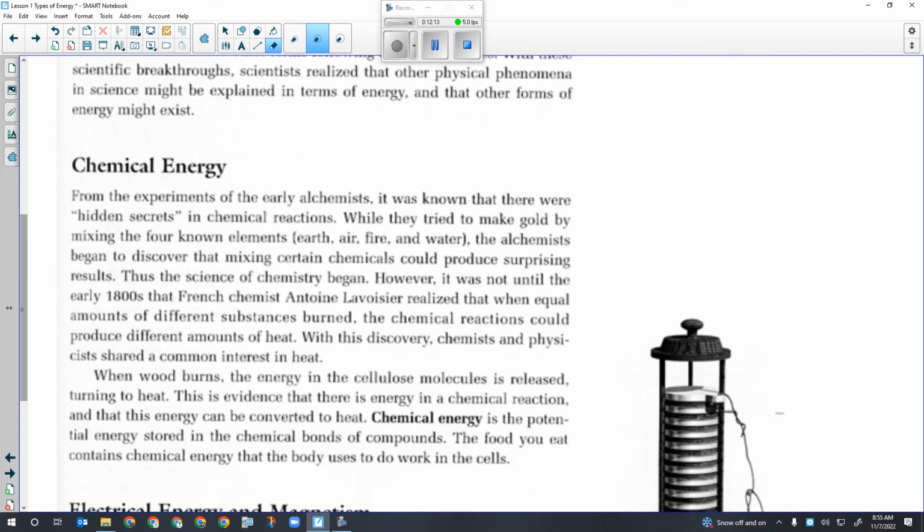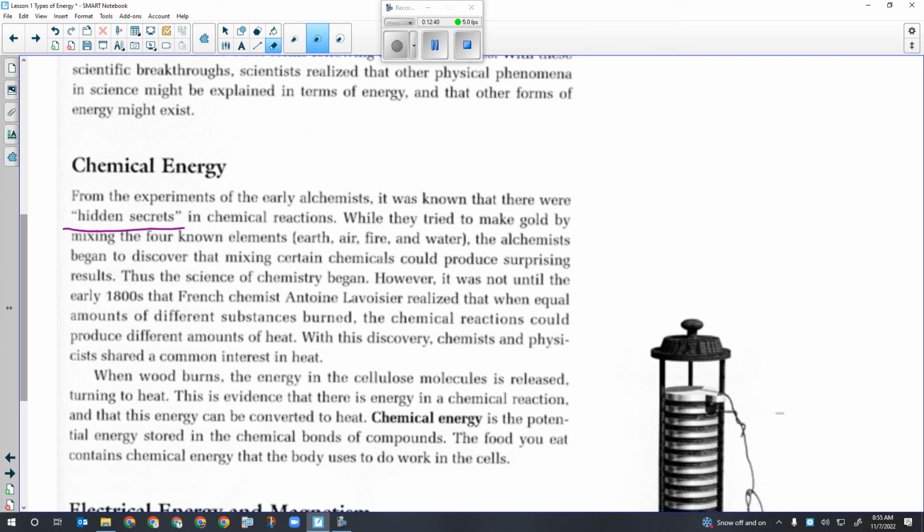form into something else. The early alchemists, so this goes way back, knew that there were what they called hidden secrets in chemical reactions. That is, some chemical reactions did cool stuff, or released different forms of energy. And what they found was not all things release the same amount of energy.